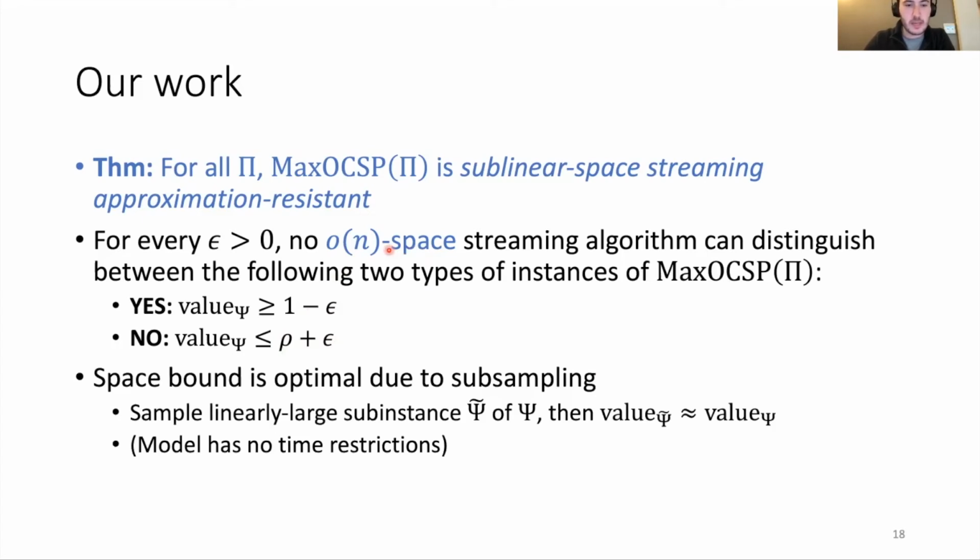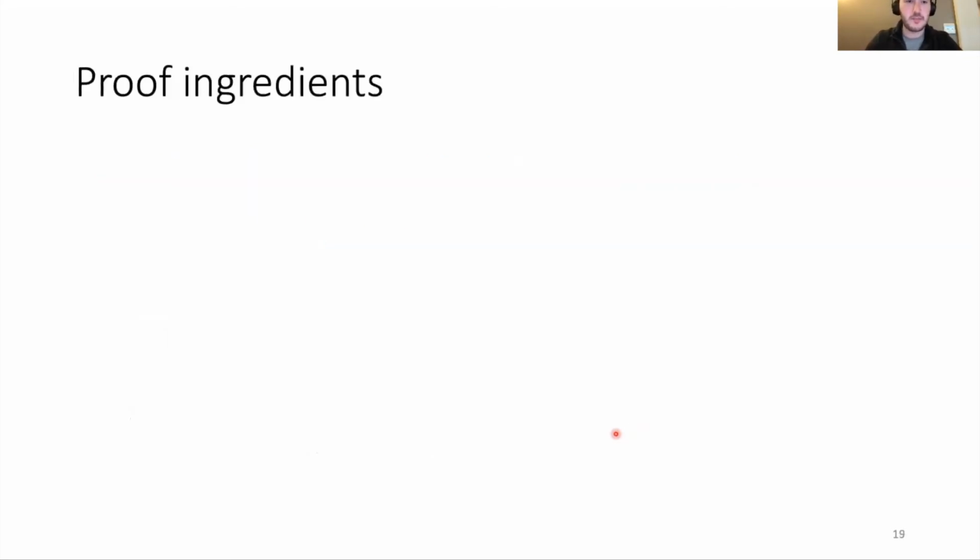And by the way, this space bound is actually optimal, at least in the way that we define the model. We define the model as only having space restrictions and not time restrictions. So once you get linear space, what you can actually do is sample a linearly large subinstance of the input instance, and then solve exactly, say, in exponential time to get its max OCSP value. And then you can use concentration bounds to show that since this is such a large subinstance, its value is close to the value of the original instance with high probability.